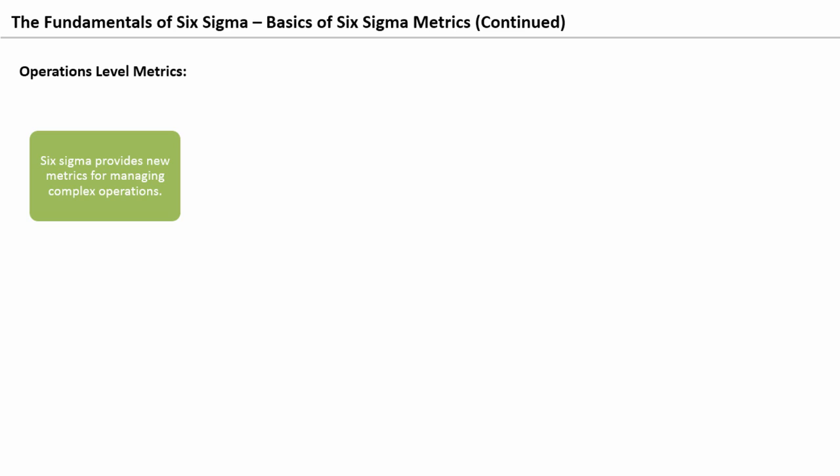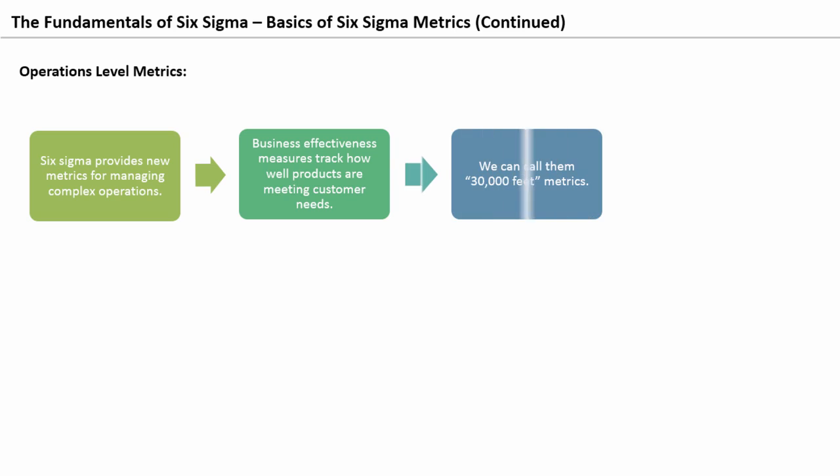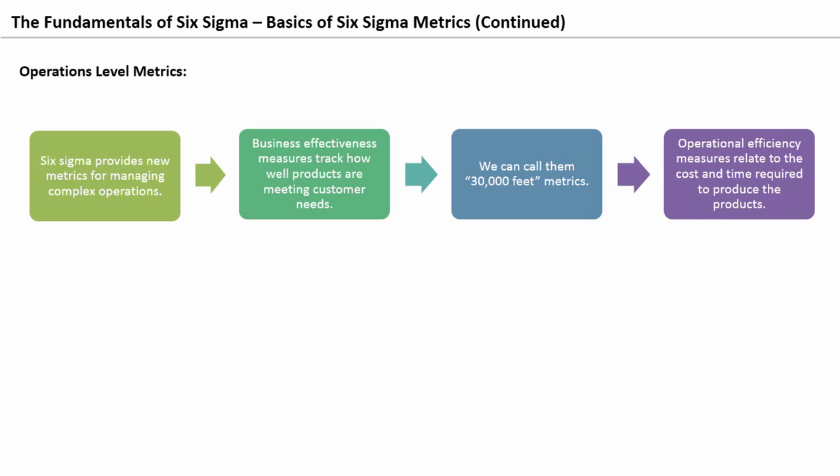Operation-level metrics. Six Sigma provides new metrics for managing complex operations. Business effectiveness measures track how well products are meeting customer needs, or external focus. We can call them 30,000 feet metrics, indicating that they should have a longer-term perspective and reflect the total variation that the customer sees. Operational efficiency measures relate to the cost and time required to produce the products. They provide key linkages between detailed process measures and summary business results, and help identify important relationships and root causes. The employees and teams who can see the impact of their efforts on the overall business outcome learn and make improvements more effectively and efficiently. Six Sigma project financial measures will be described in more detail later in this section.